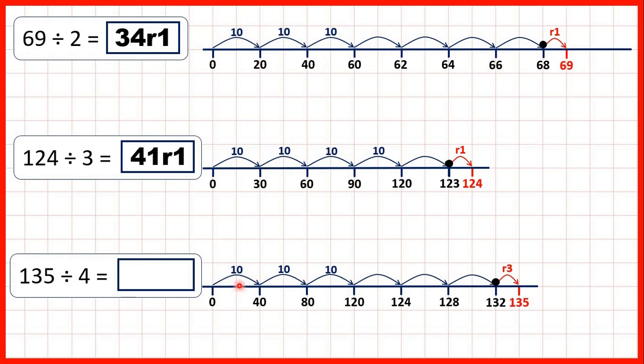So altogether we've jumped 10, 20, 30, 31, 32, 33, and then needed another 3. So our answer is 33, remainder 3.